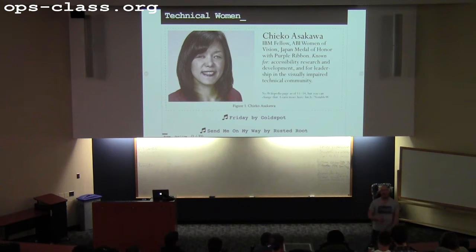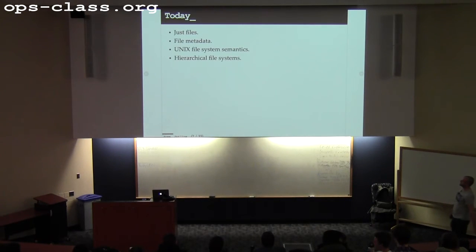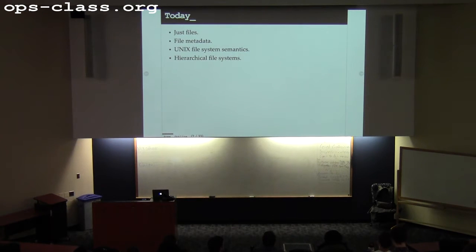Okay, so today we're going to keep talking about files. I'll do a little design exercise where we talk about file metadata, where it goes. We'll talk a little bit about what we mean by a file and the semantics associated with files, and start talking about hierarchical file systems and hierarchical file system naming. These are concepts that are probably familiar to you, but you may not have really thought through some of the design implications here.